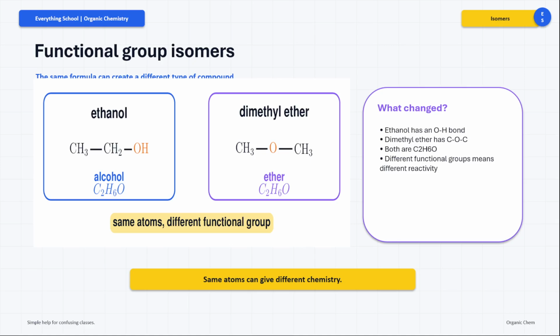Dimethyl ether is an ether. It has a carbon-oxygen-carbon pattern. Same formula, different functional group. That makes them functional group isomers. This is a good example of why the oxygen atom matters so much. Where that oxygen is placed changes the identity of the molecule.